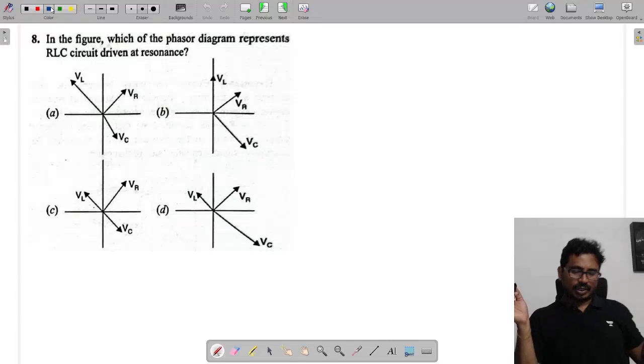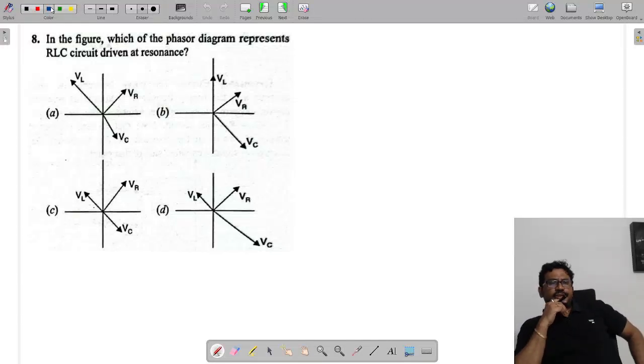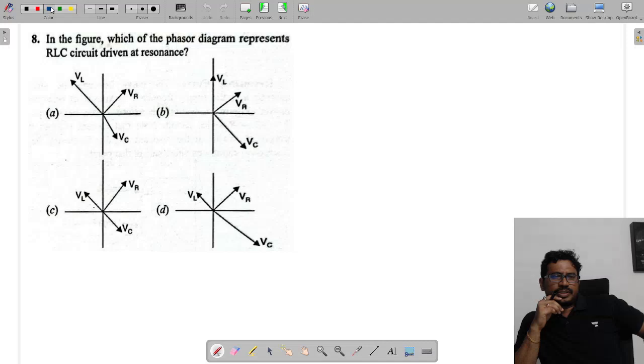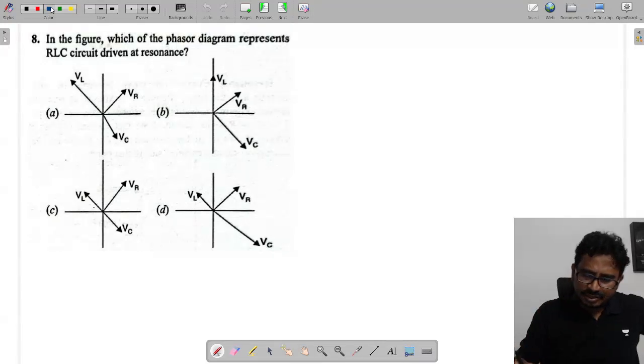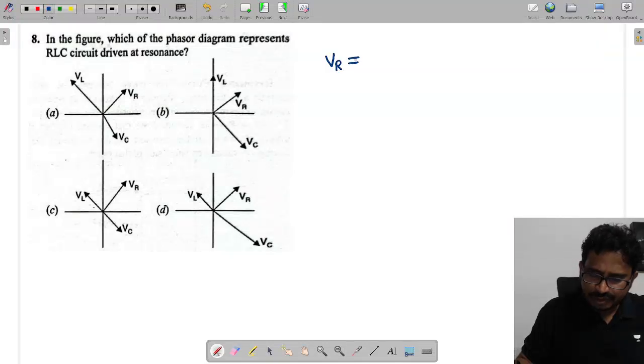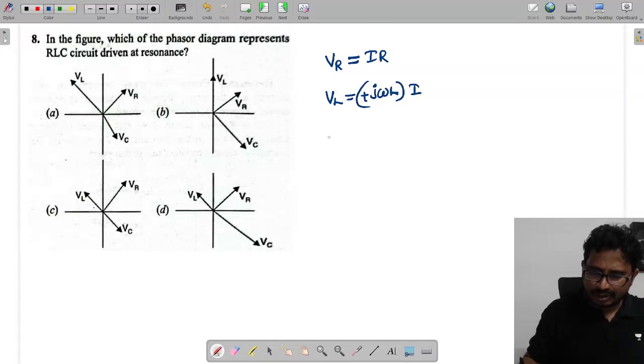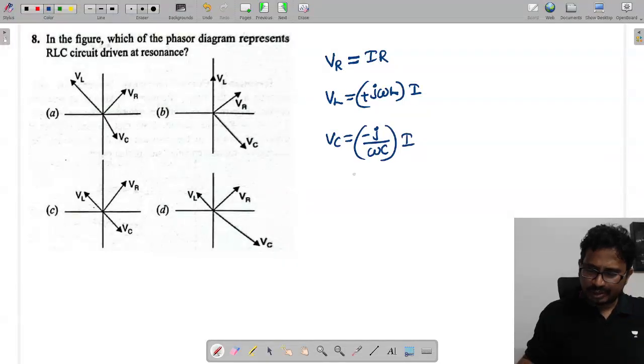Next one. In the figure, which of the phasor diagram represent RLC circuit driven at resonance? At resonance, the voltage across the resistor is given as I into R, across the inductor plus j omega L into I, and across the capacitor minus j by omega C into I.